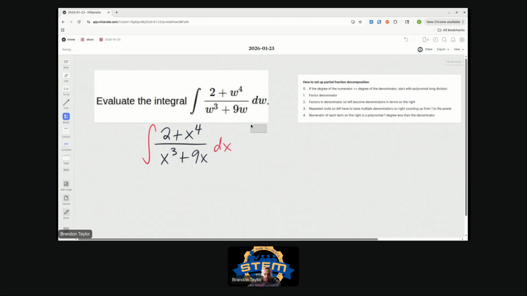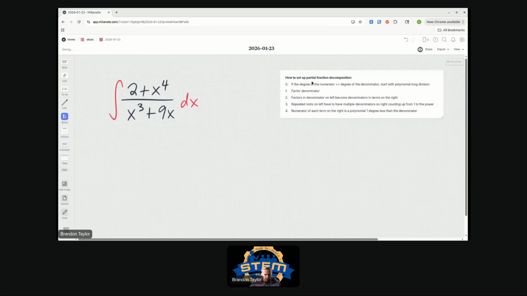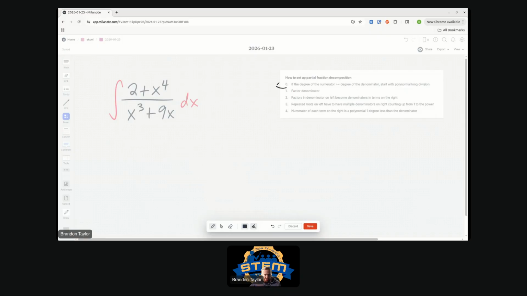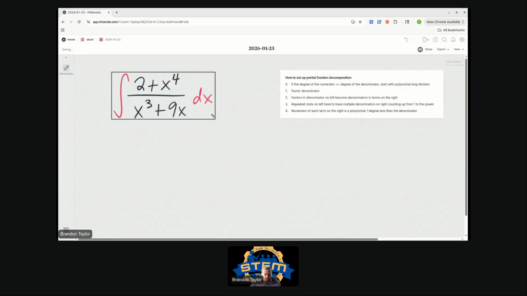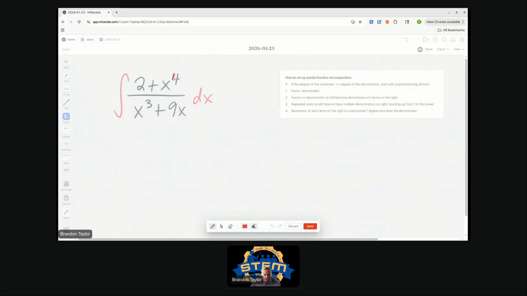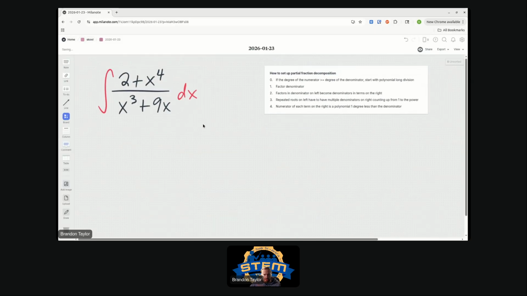So if we're trying to evaluate this integral, how would we do it? We'd follow these steps. And the thing I want to illustrate this time is how we use partial fraction decomposition. Hopefully it's clear that the degree of the numerator is greater than or equal to the degree of the denominator. So 4 is greater than 3, for example. Even if this was 3, you would still have to do polynomial long division before doing your partial fraction decomposition.